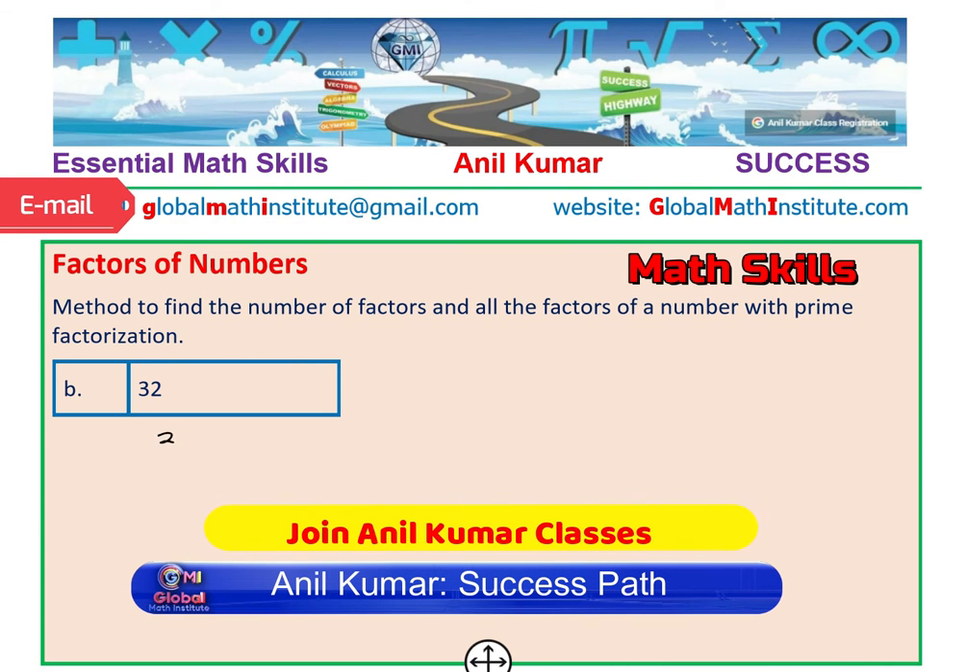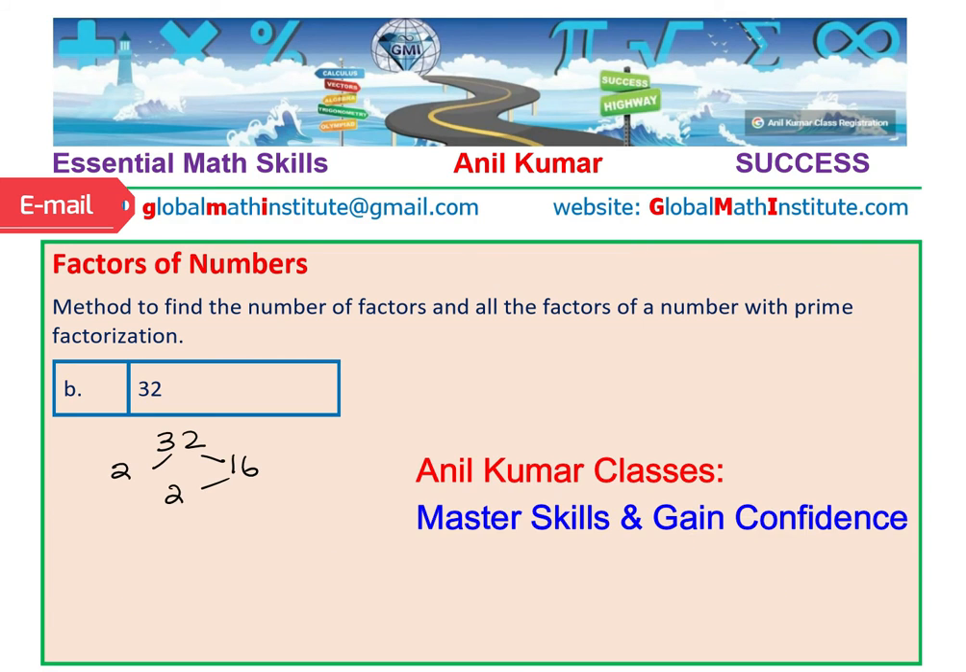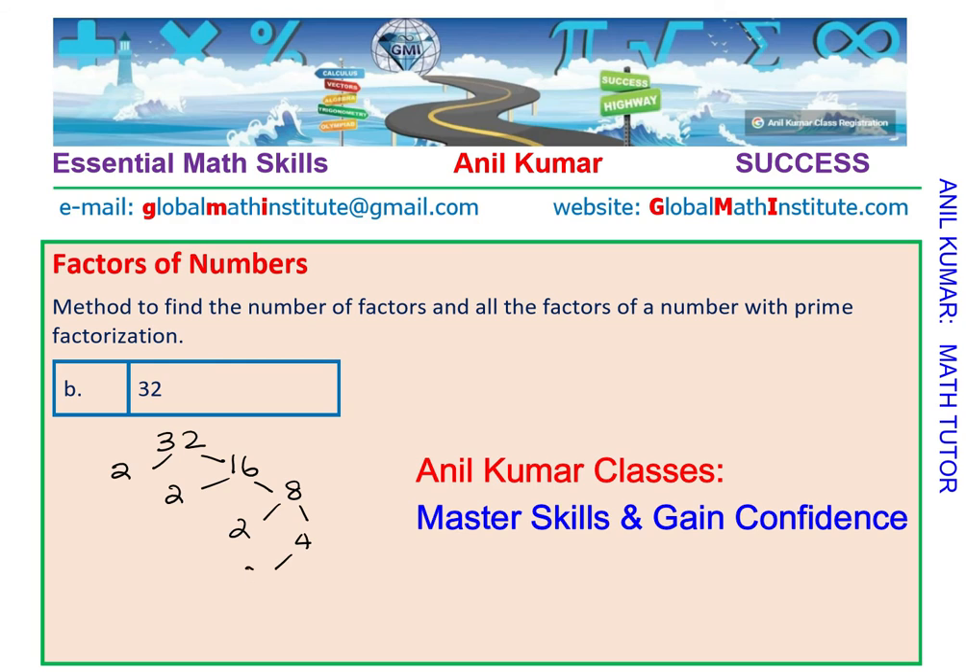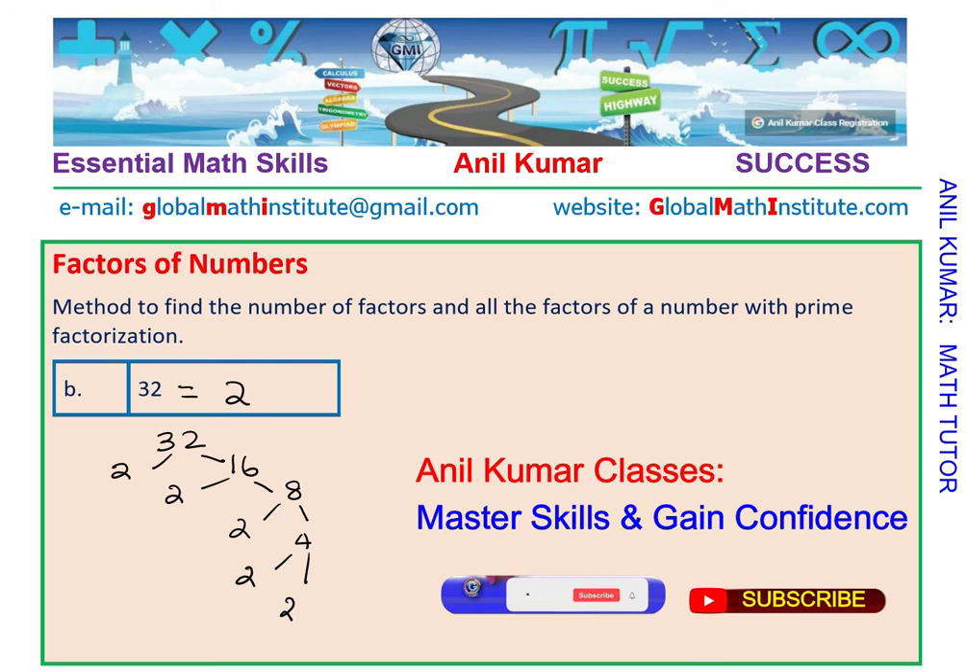So if I do prime factorization of 32, I get what? 2 times 16 is 32. 2 times 8 is 16, 2 times 4 is 8, and 2 times 2 is 4. So we get all these 2s. So I could write 32 as 2 to the power of 1, 2, 3, 4, 5.